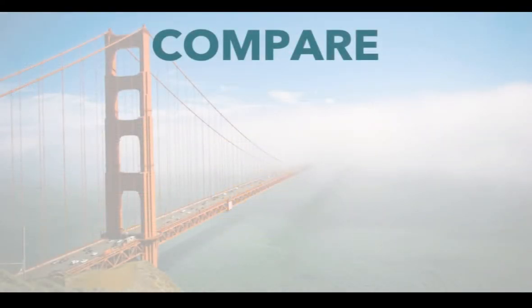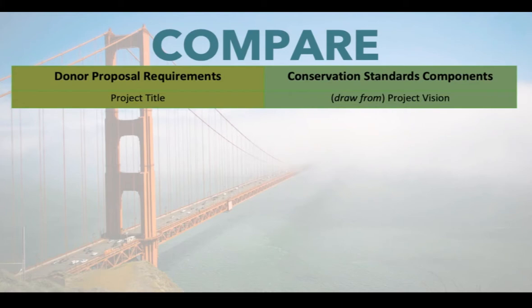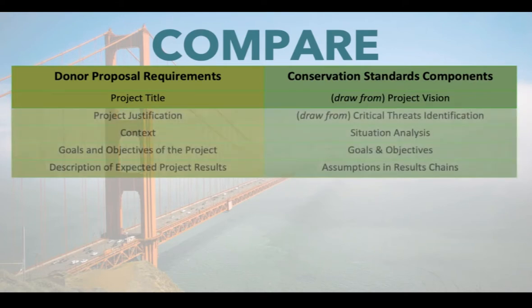To do that, you need to crosswalk your donor's key requirements with your conservation standards components. Which products can you use in which chapters of the proposal to best address each specific donor question or requirement? It is helpful to build a table or cheat sheet where you align your products with the required proposal elements. For example, the donor asks for a project title. If you don't have a catchy title for your project yet, you are most likely going to be able to get title ideas from your vision statement.